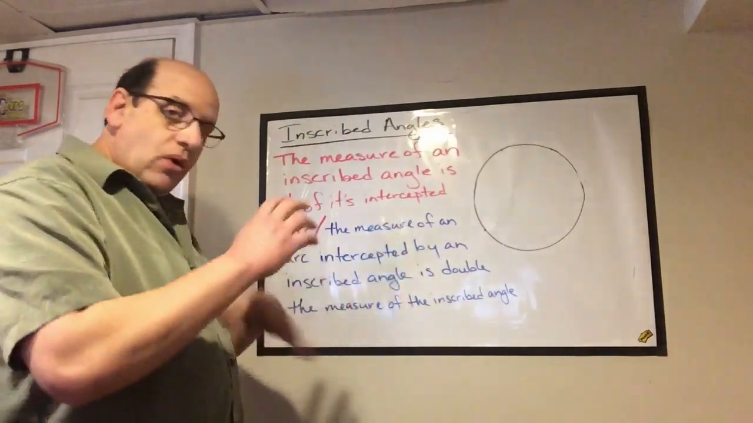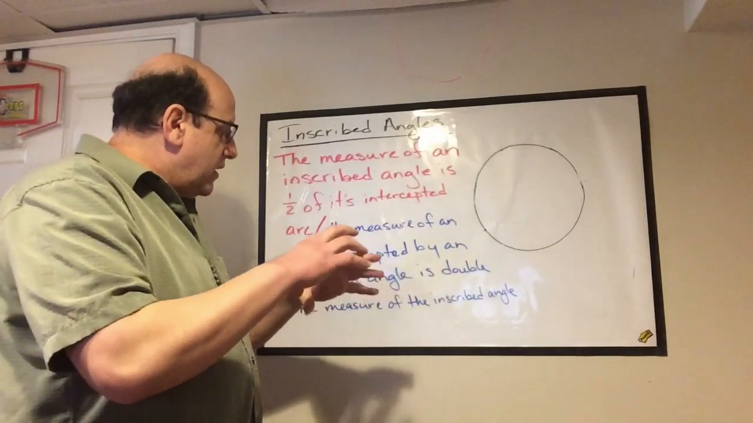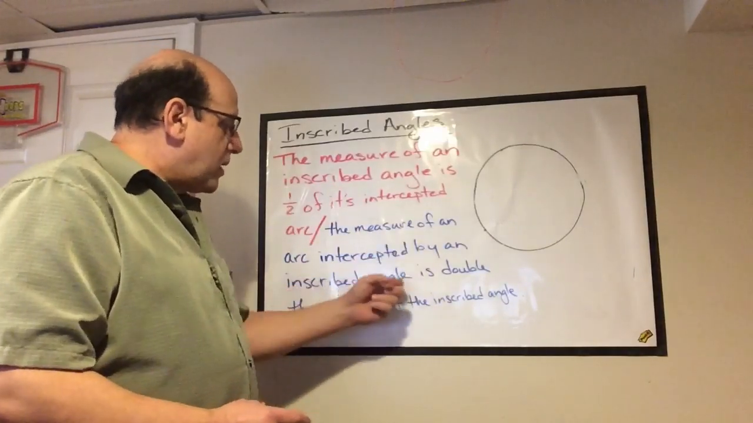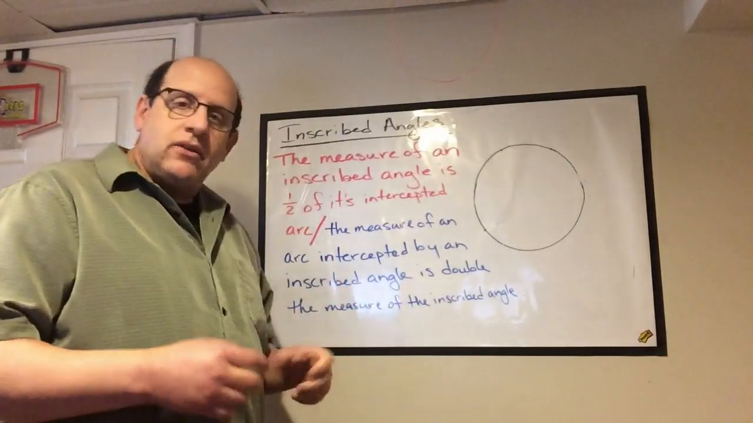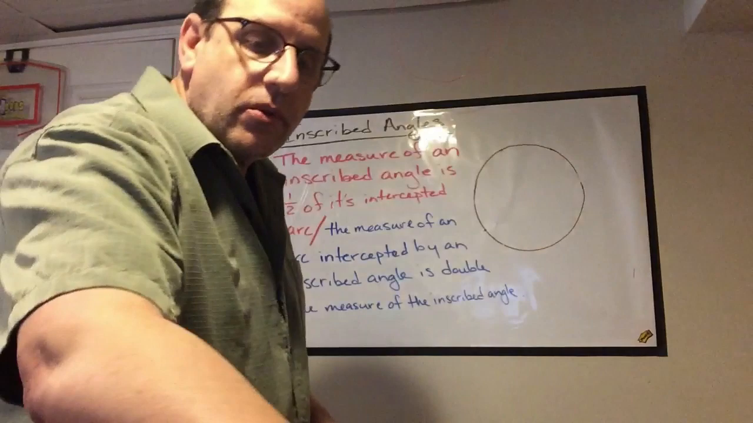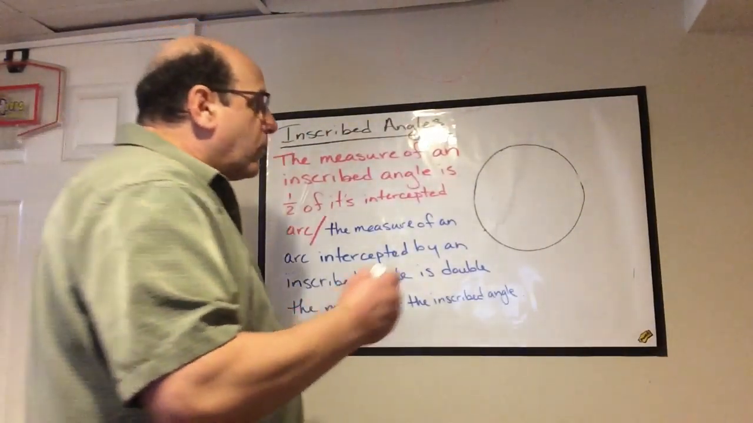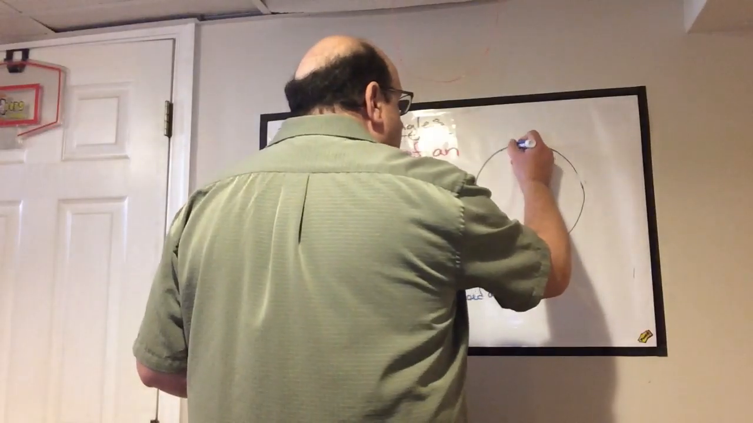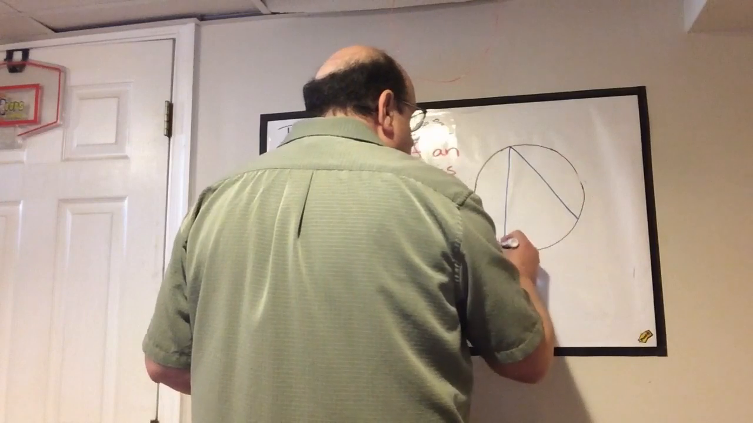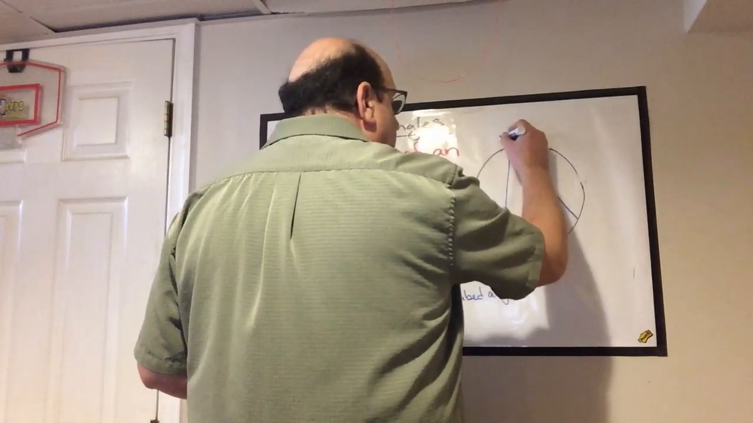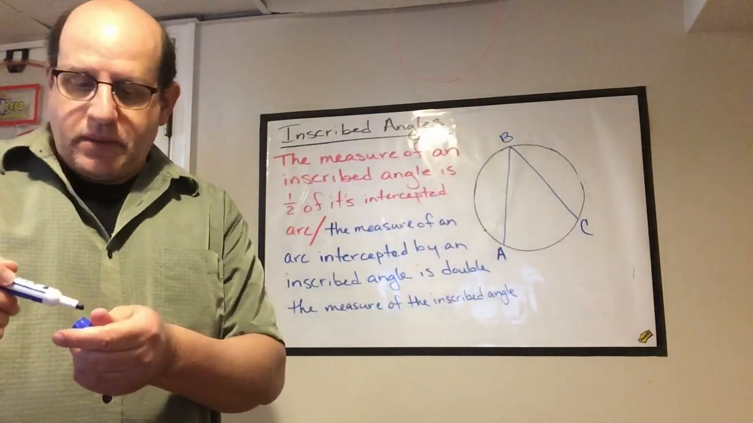All right, or you can think of it the other way. The measure of an intercepted arc by an inscribed angle is double that of the inscribed angle itself, and I'm going to show you what I mean. I'm going to create number one for you, and I may not be perfect here, but I'm going to say A, B, and C. I think that's how they have it listed, and I am correct.